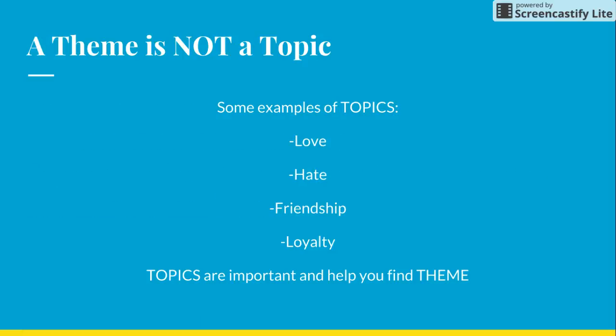So a theme is not a topic. Topics are just one-word answers, things like love, hate, friendship, loyalty. Topics are important to help you find a theme, but a theme is never going to be one word. So let's see, how do we actually find a theme?